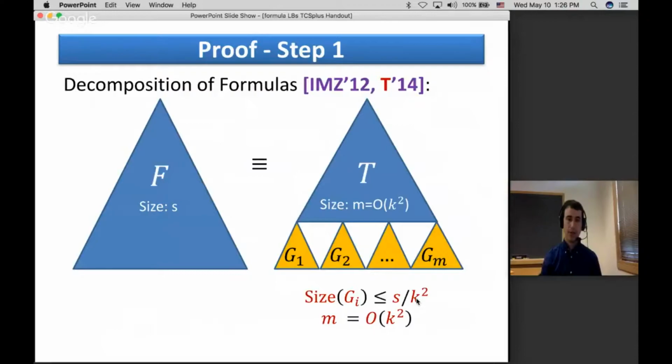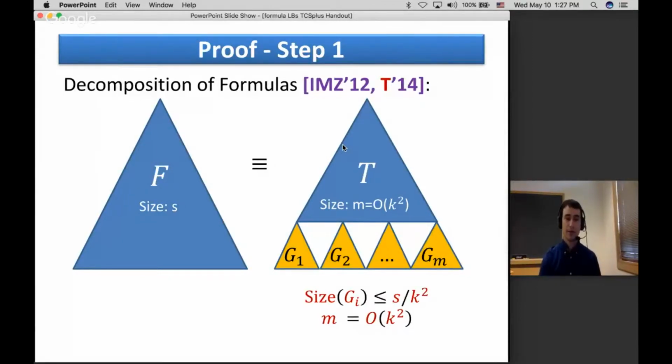And really, if you think how we can do this decomposition, think for starters that f is a complete binary tree. Then we can simply cut this tree in a specific layer, and look at all nodes in this layer. For each node, we have the corresponding subtree, and everything above that will be the top formula, T.